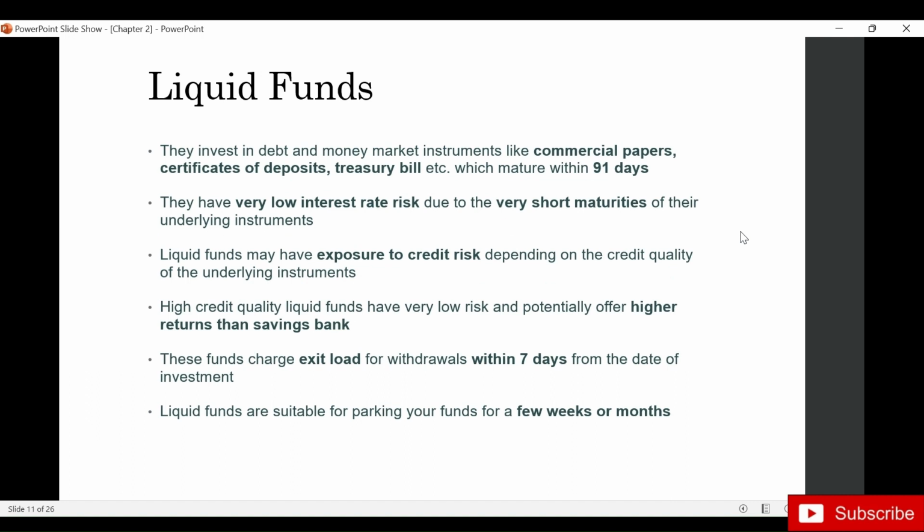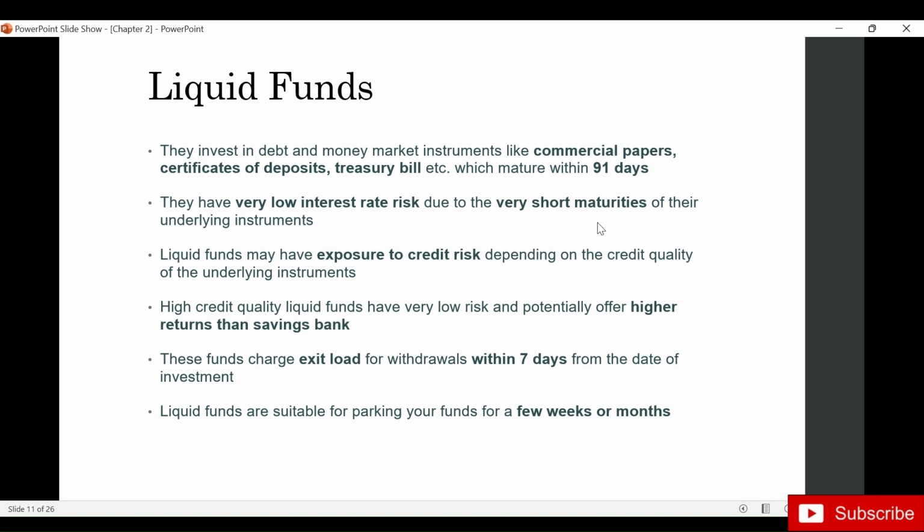Now we come to the next category, which is liquid funds. Liquid funds invest in debt and money market instruments like commercial papers, certificates of deposit, treasury bills, etc., with a maturity of up to 91 days. Liquid funds have a very low interest rate risk because of the very short maturities of the instruments they invest in. Also, liquid funds have a certain exposure to credit risk, and this risk depends on the credit quality of the instruments they invest in.